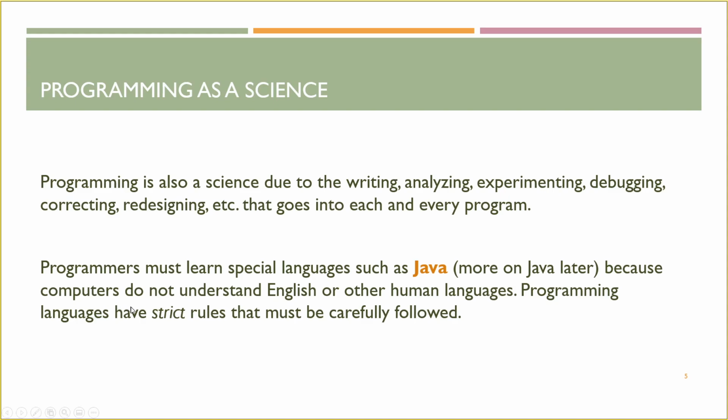But there are strict rules to programming languages that must be carefully followed. Java has its own set of rules. C++ has its own set of rules. Every programming language has rules that you need to know in order to have your programs function properly. And that's also very scientific. So you need to know these rules that the programming languages have, and you need to follow them.